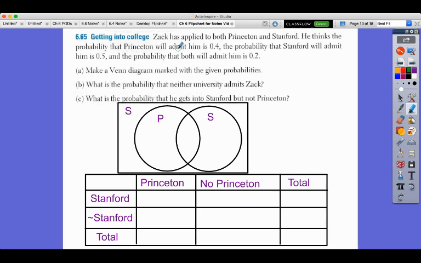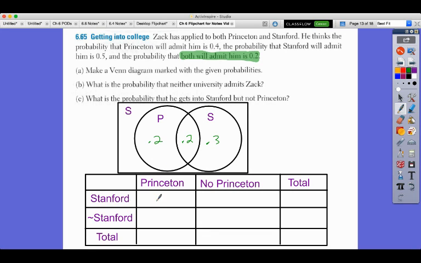Zach applied to Princeton and Stanford. Princeton, 0.4, Stanford, 0.5, both 0.2. Always, always, always start with the central intersection, if at all possible, okay? Because this 0.4 is split between here and here, and I don't know how much is supposed to be in the overlap. I don't want to put all 0.4 out here because then there's nothing in the overlap. But if you start in the overlap with 0.2, then for Princeton, now that circle is 0.4, and Stanford needs to be 0.5, so that's got to be 0.3, okay?